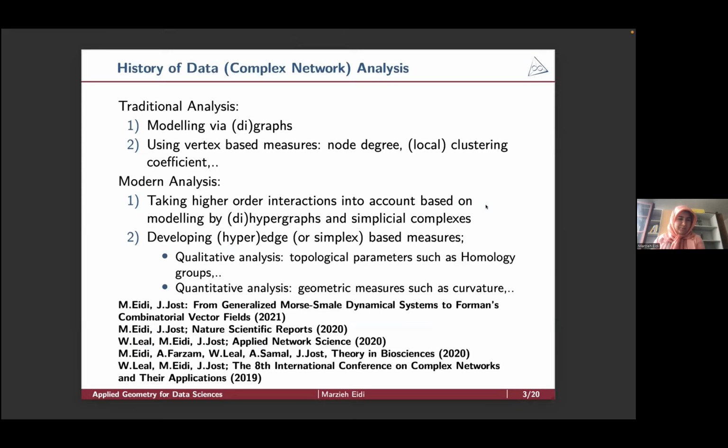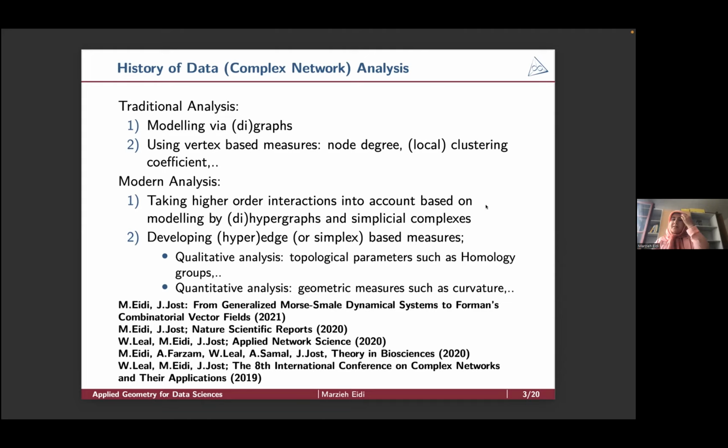But let me quickly review the history of data and specifically complex network analysis, as Emil and some other speakers already mentioned. In the traditional analysis of networks, we were modeling networks by graphs, directed or undirected, and using vertex-based measures to determine the structure. In the modern analysis, we take higher order interactions into account, based on modeling by directed or undirected hypergraphs and simplicial complexes. We believe that the structure of a network is hidden in the connections between the vertices, not the vertices themselves. That's why we develop hyperedge or simplex-based measures to determine the structures.